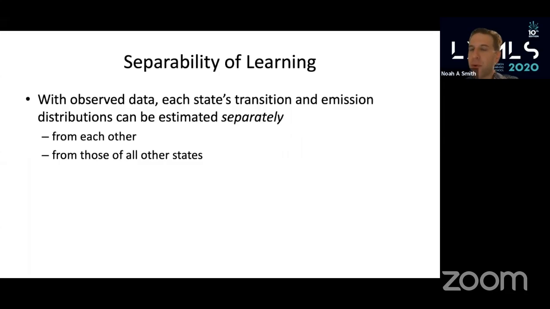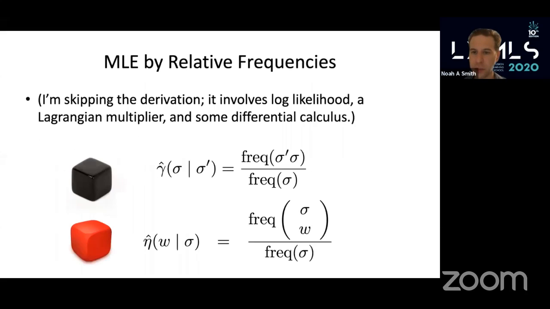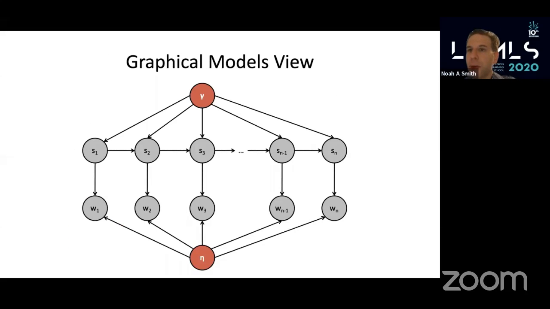I'm not going to give a formal treatment of this point, but it's what you're exploiting when you do supervised HMM learning. The fact that the distributions for each state and each transmission can be estimated separately, both from each other and from those of all the other states, follows from the fact that your data is fully observed. The best way to understand this is to look at the graphical models view of learning.